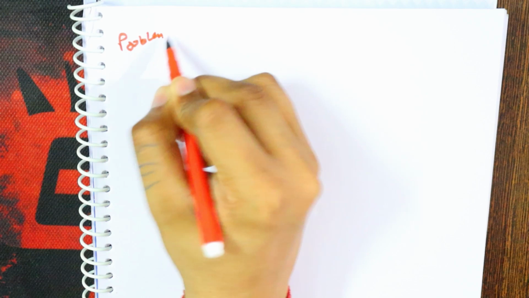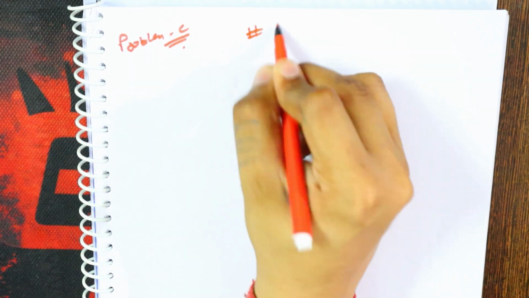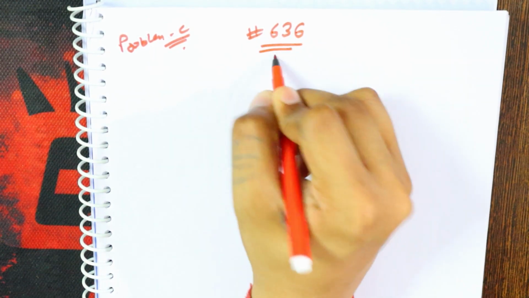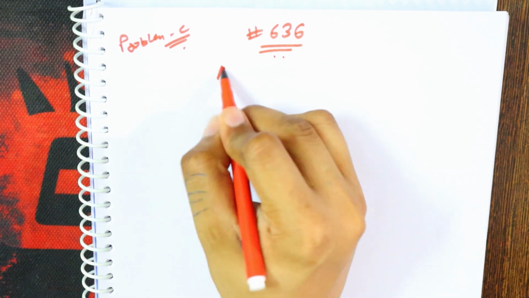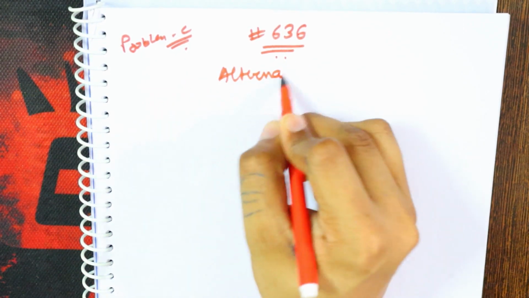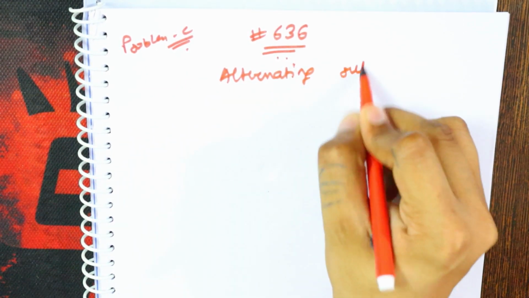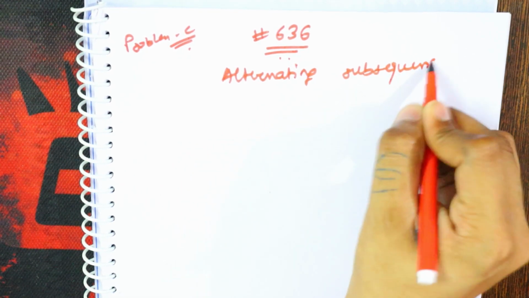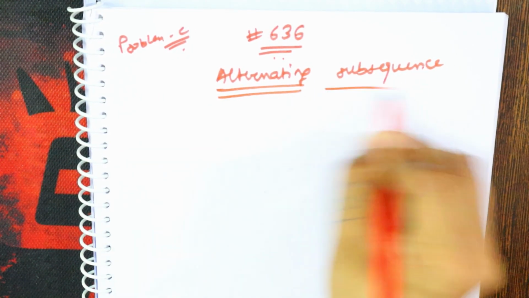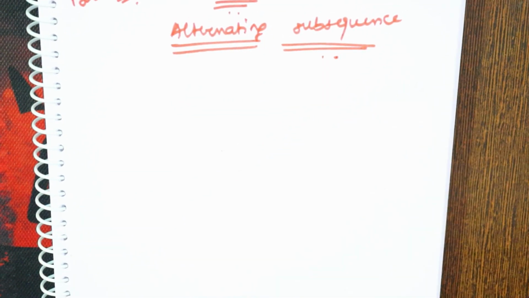In this video I will be explaining problem C of round 636. The name is alternating subsequence. First I will explain the problem statement, what the problem actually says, and after that I will walk you through the approach, how to approach the problem, and after that I will explain the code.